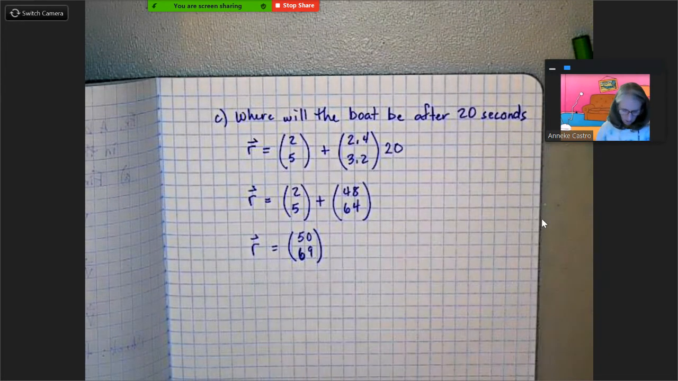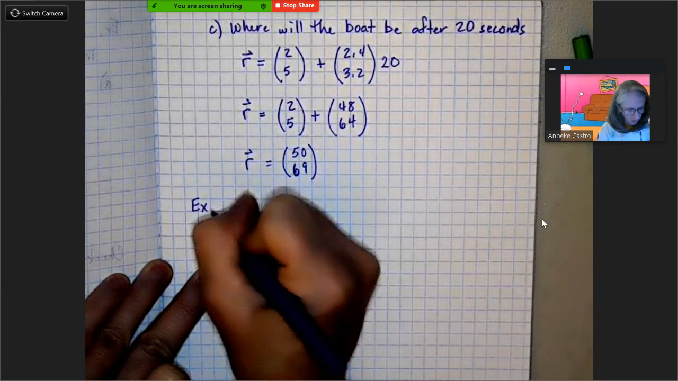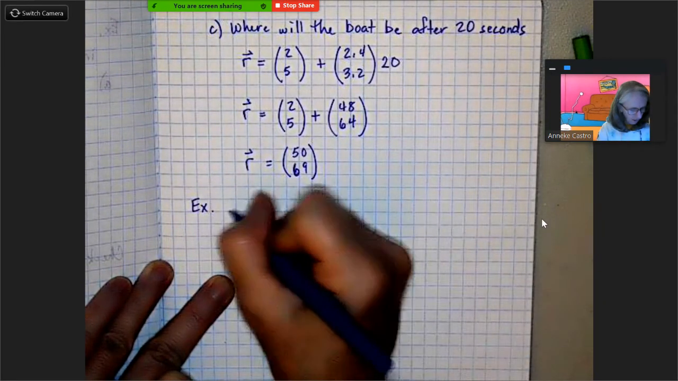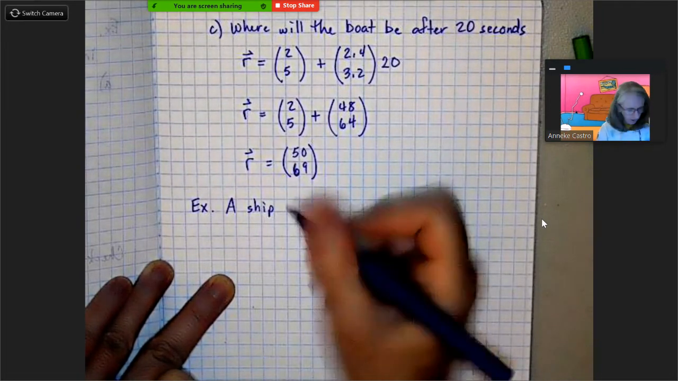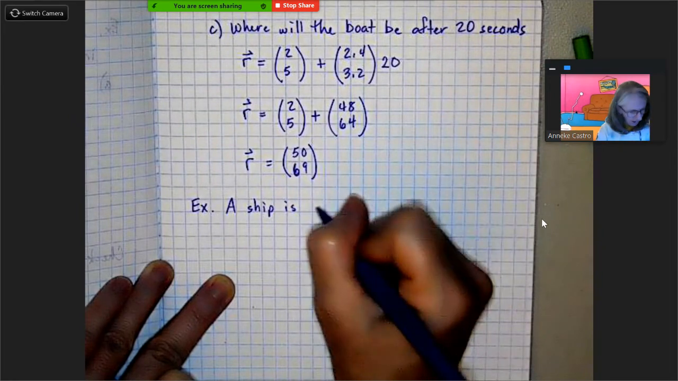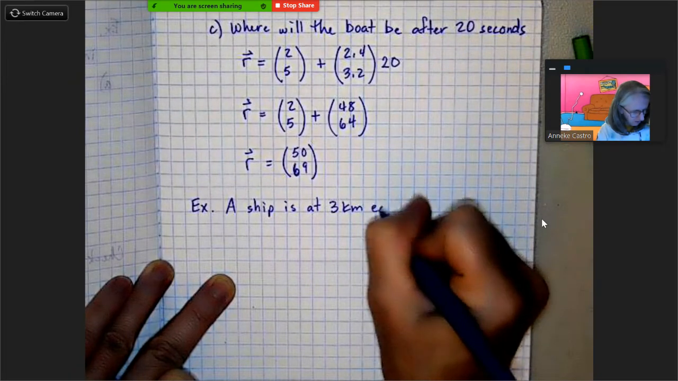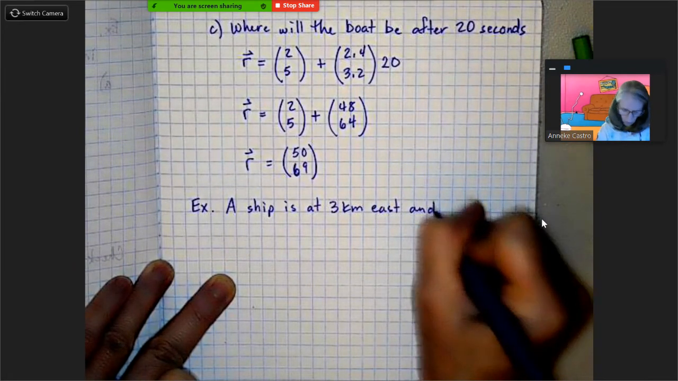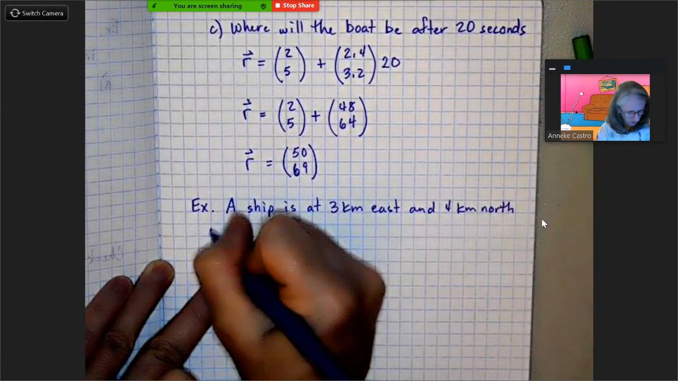All right, one other example. So what if they give it to you in more like compass directions? Okay, so here comes the next example. Again, we're going to have a boat. We'll get to airplanes when we want to do 3 dimensions. So right now we're just doing 2 dimensions. A ship on the ocean. Okay, a ship is at 3 kilometers east and 4 kilometers north of a port.